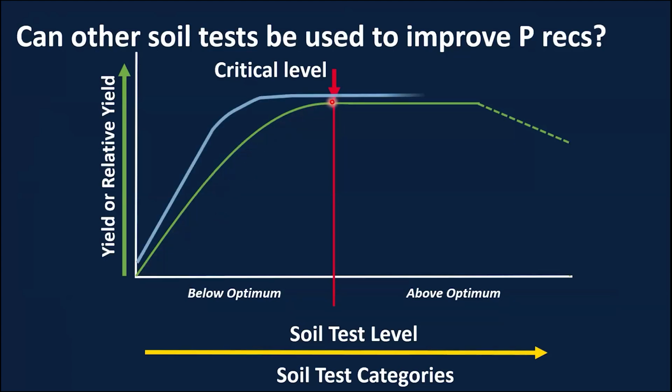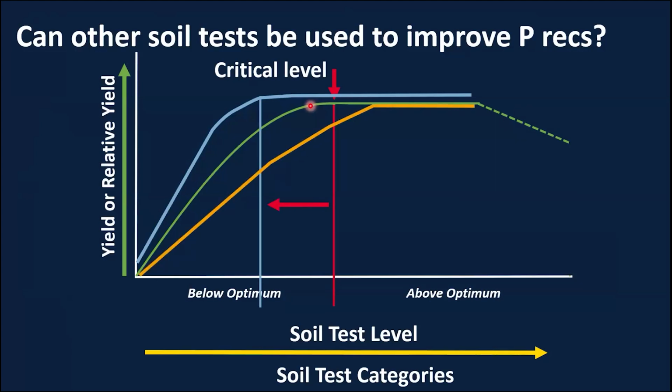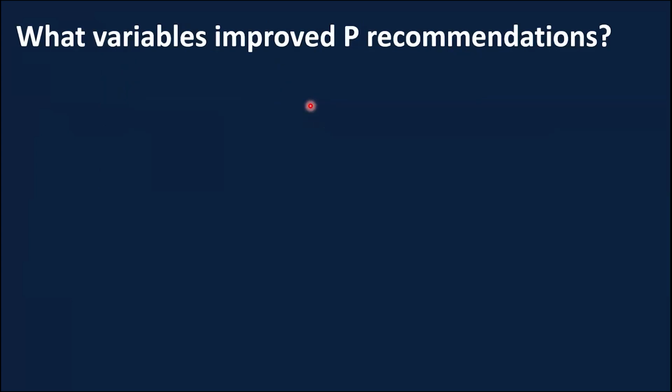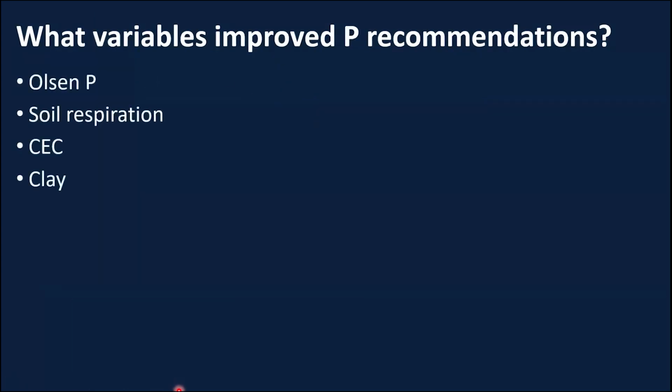Does this soil critical value change based on some of these systems? Does it move to the left? If we have low soil health, does it move to the right? If we have higher soil health, things of that nature. So what variables improved our P recommendations? That's these ones right here.